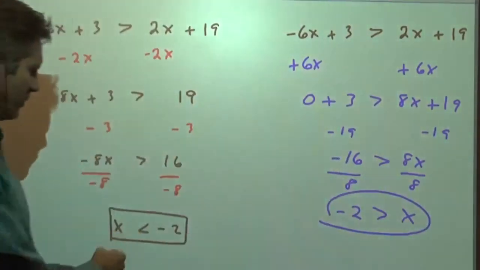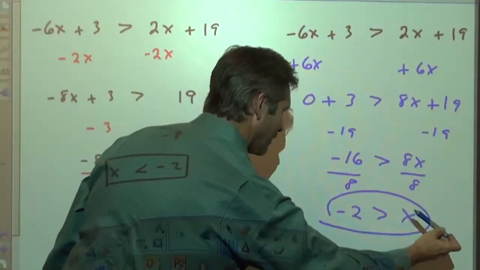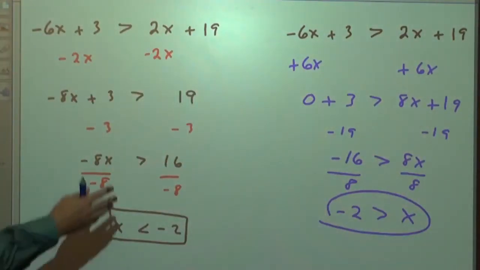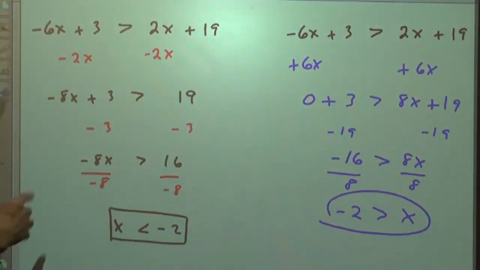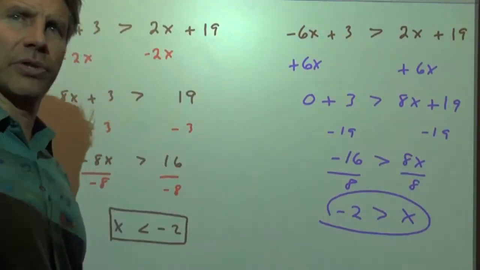So now these two answers are the same, aren't they? Because if negative 2 is greater than x, then x is less than negative 2. And that's the exact same answer we got here. So at any rate, just simplify before you do the usual appropriate solving of a two-step equation or inequality.